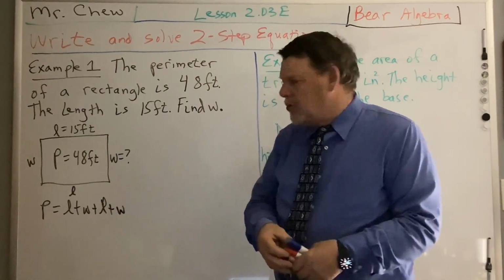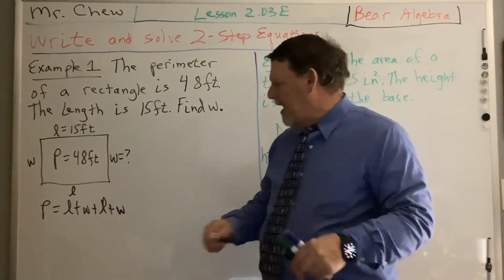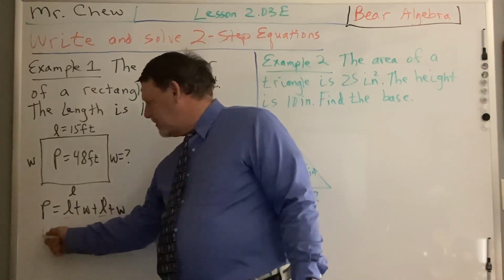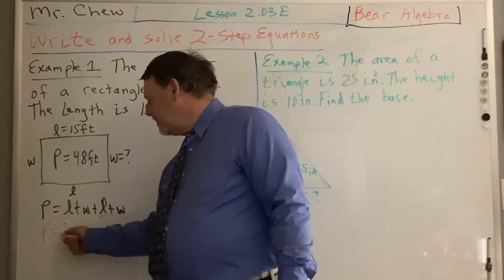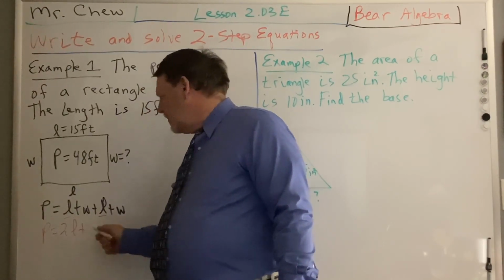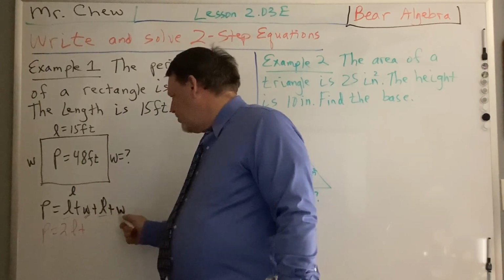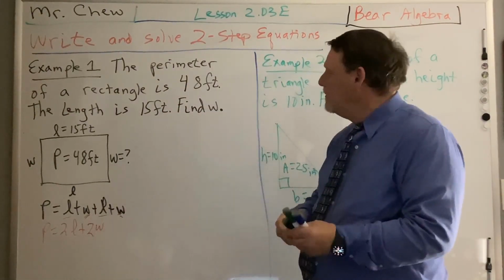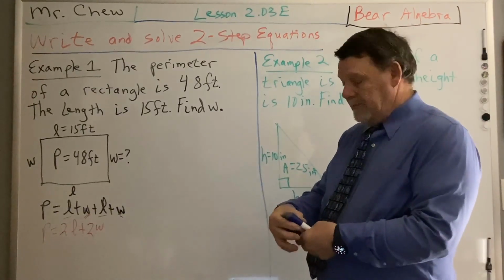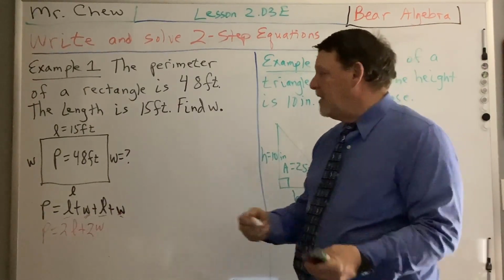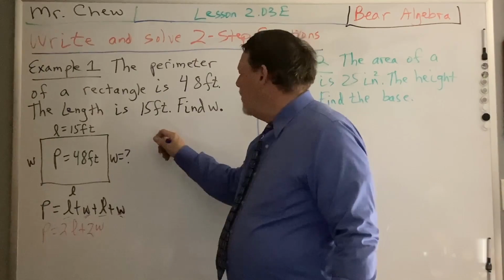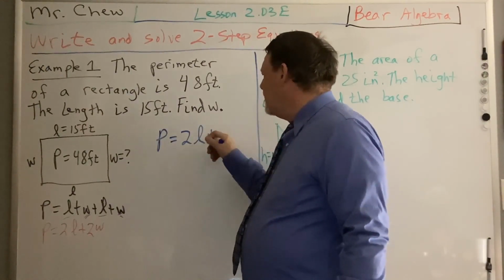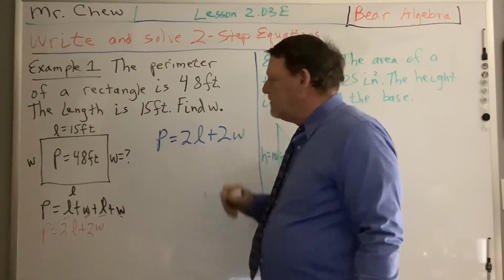But usually, we don't use that formula. Usually we say that we've got two lengths and we've got two widths, and that is the shortcut formula. So that's a formula I'm going to use. So let's use it and solve this. So my perimeter formula is 2 times the length plus 2 times the width.